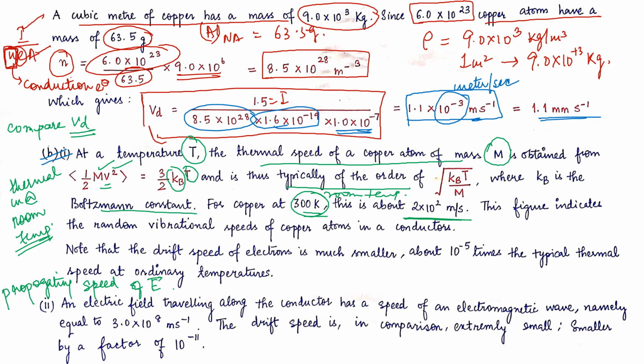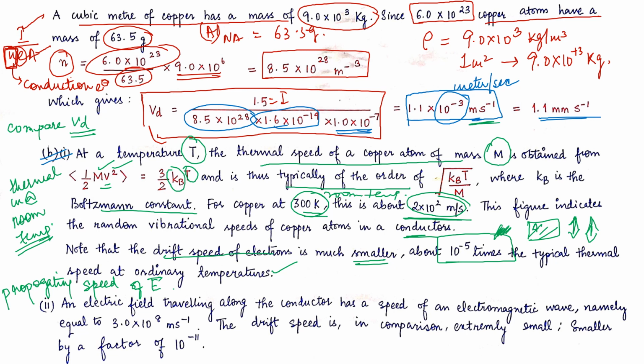This figure indicates the random vibrational speed of the copper atom in a conductor. Randomly at room temperature, this is the speed of vibration of the copper atom. This is our copper matter, and these atoms vibrate at a speed of 2 into 10 to the power 2 meter per second. Note that the drift speed of electrons is much smaller, about 10 to the power 5 times smaller than the typical thermal speed at ordinary temperatures. This speed is very much lesser.